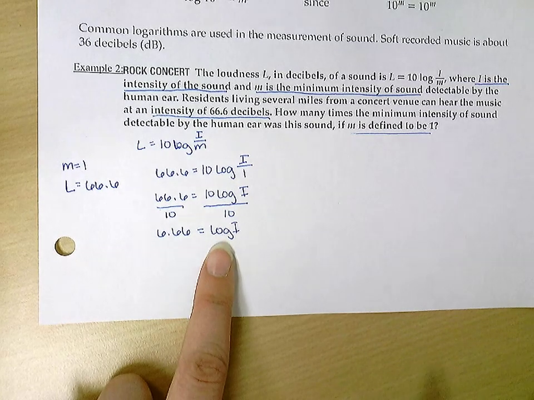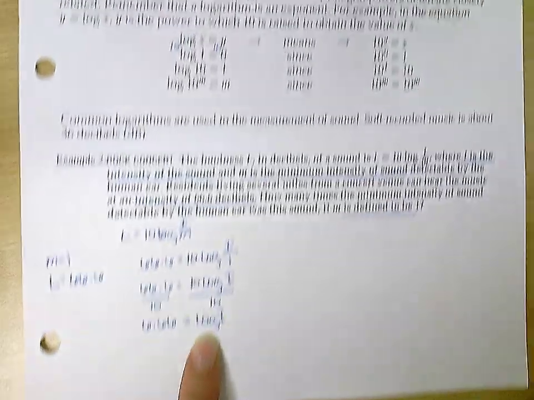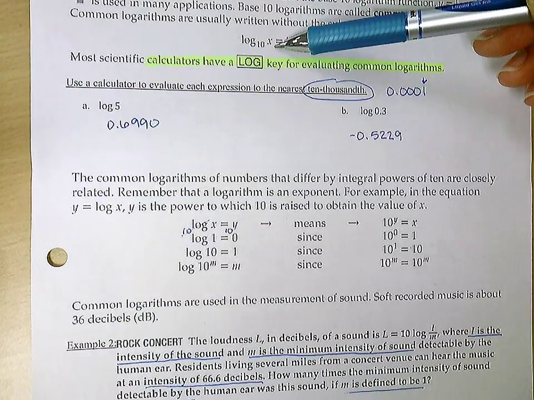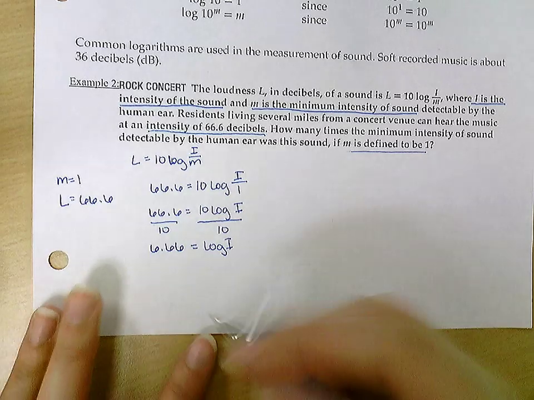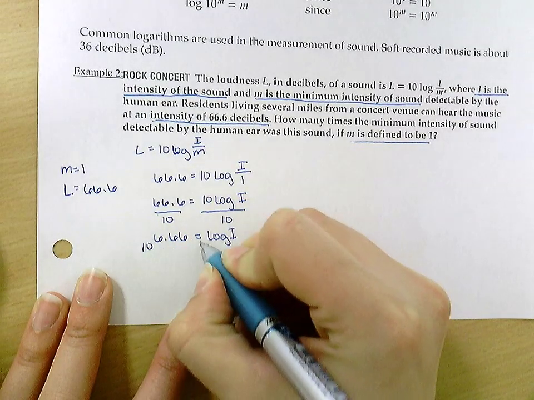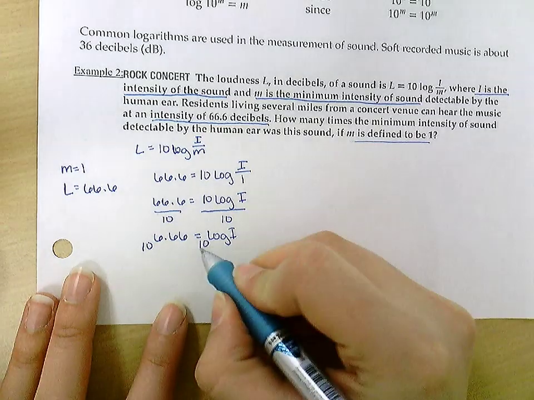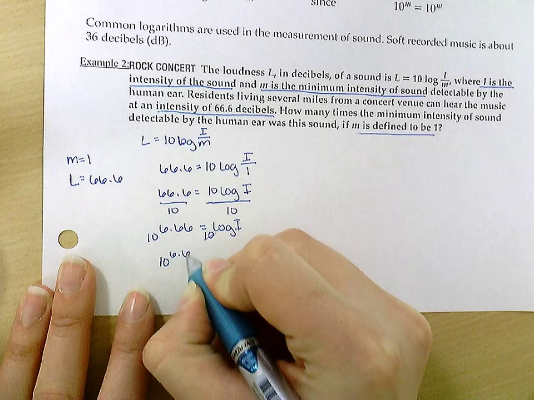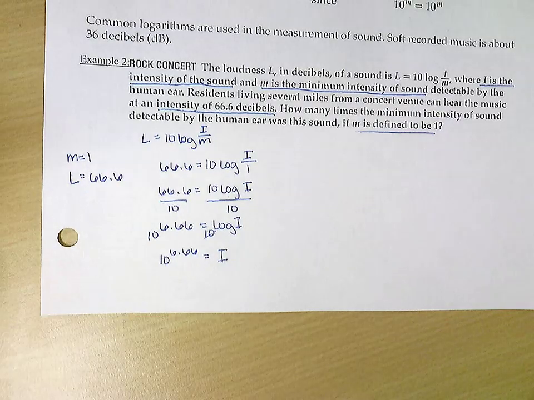Your common logarithm has a base of what? Your common logarithm has a base of 10. Yes. So you need to bring in base 10. Okay, so it cancels out here. So we have 10 raised to the 6.66 power is equal to I.